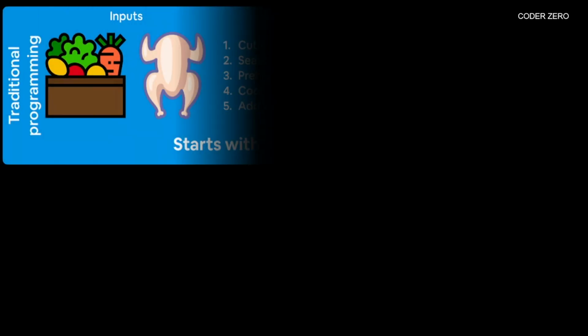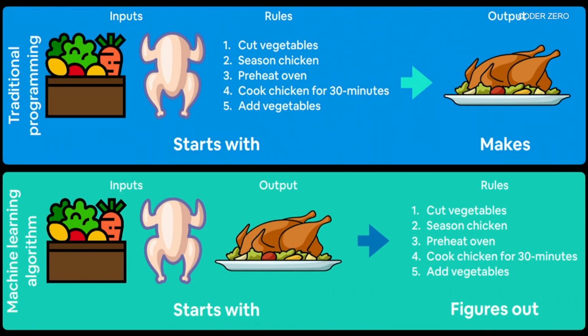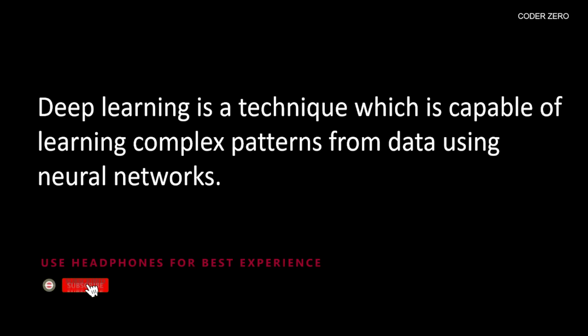Hey guys, welcome. In the previous episode, we have seen the difference between traditional programming and machine learning algorithm. Then we have seen the difference between machine learning and deep learning. And then we have seen this definition. So deep learning is a technique which is capable of learning complex patterns from data using neural networks.